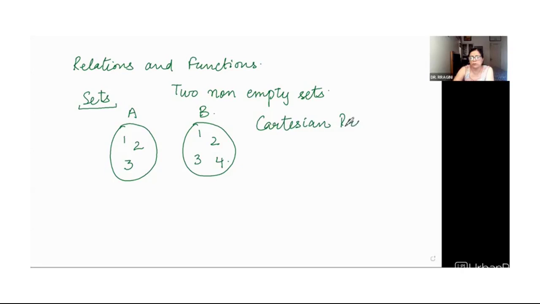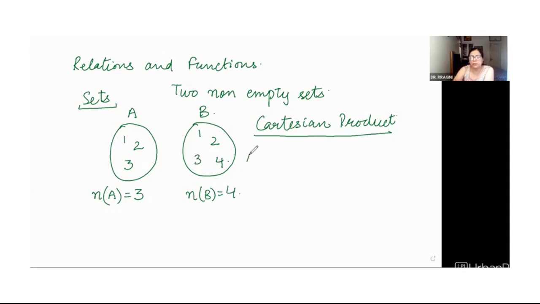Cartesian product, right? Now, what is the Cartesian product of two non-empty sets? If this is a set A, which is a finite set, what I have taken right now, it has three elements. So how do we write it? We had learned it in the last video. Number of elements in A is 3. Number of elements means the cardinal number of A is 3 and the cardinal number of B is 4. Right? Now, what is Cartesian product?